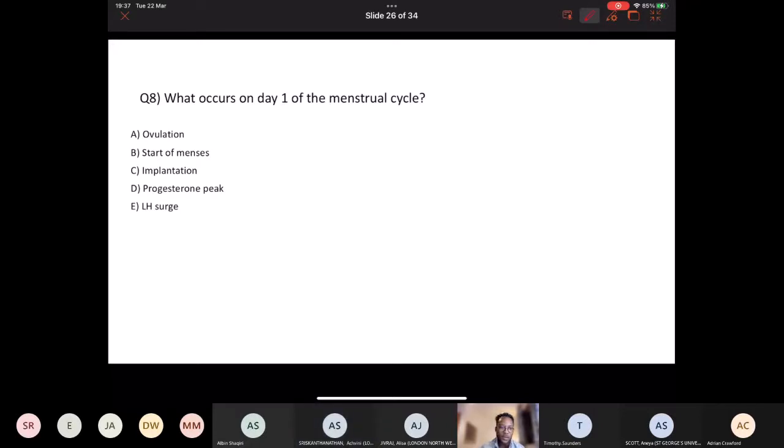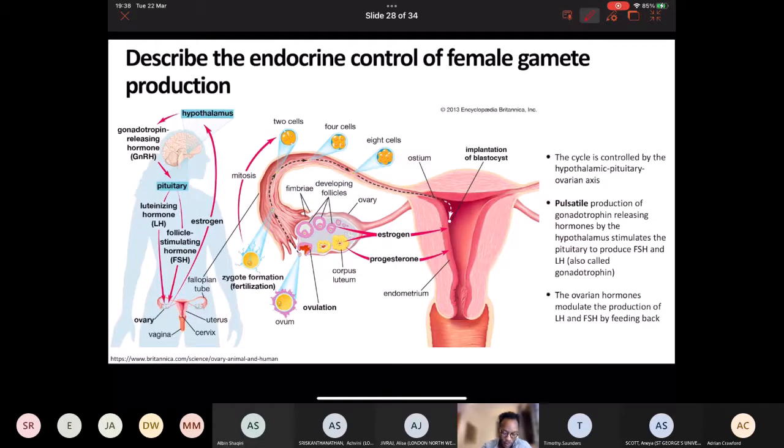Okay, wow, this is a split between B and E. And the answer for this one will be B. So the start of the menses, the beginning of the menses, the first day, that's called day 1. And we're just going to crack on through it because of time.